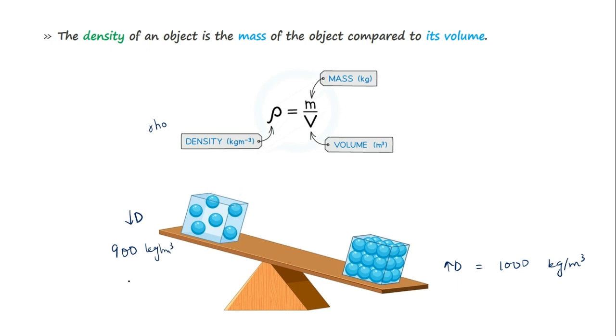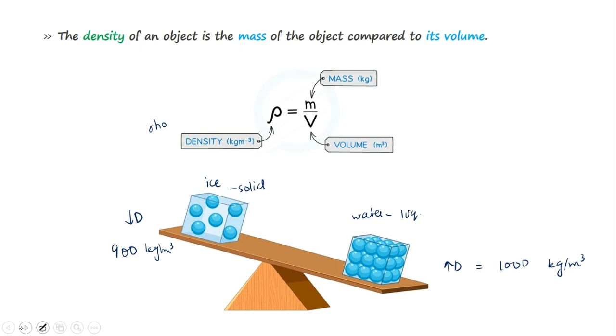And so a question arises here: ice is solid. So usually solids are denser than liquids, and water is liquid. So why does water show a peculiar behavior? The reason for it is the structure of the arrangement of water molecules in ice.